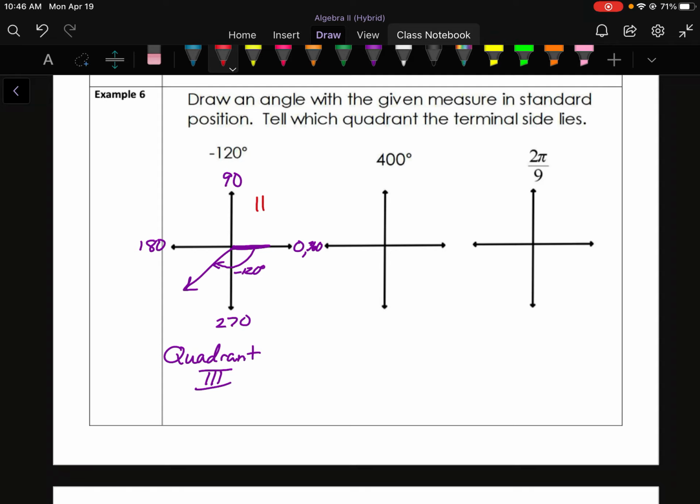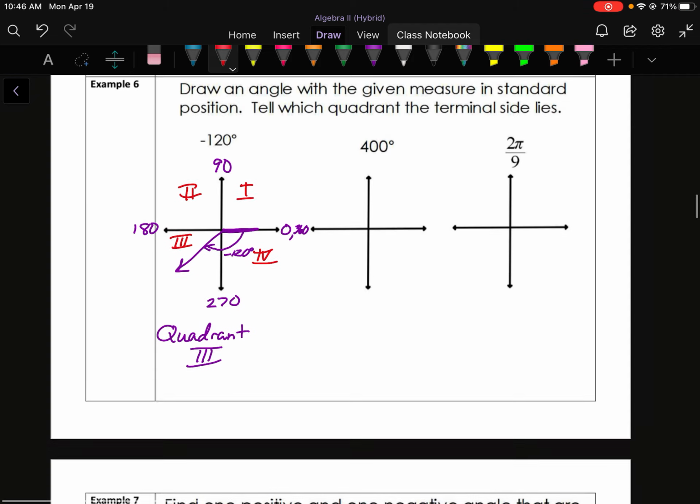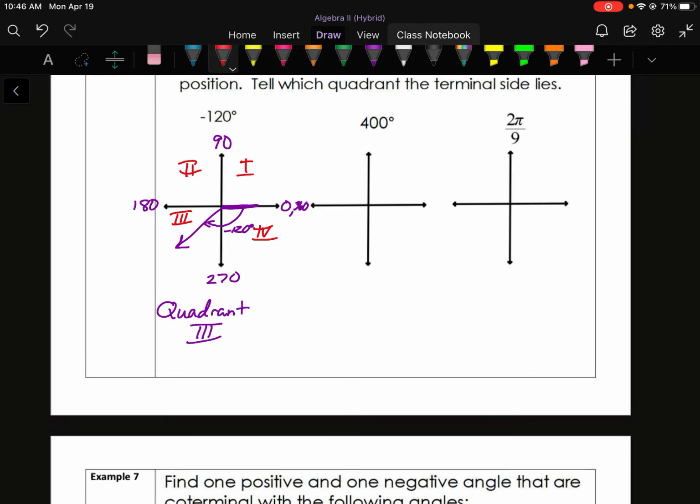Because we go 1, 2, 3, and 4. Quadrant 1, 2, 3, 4, we count counterclockwise. So a 400 degree angle is going to look something like this.